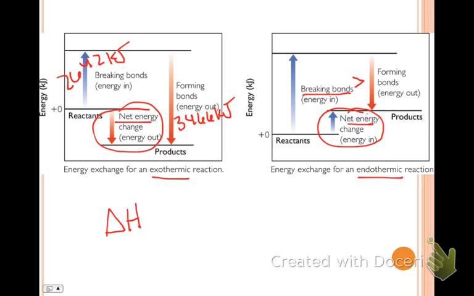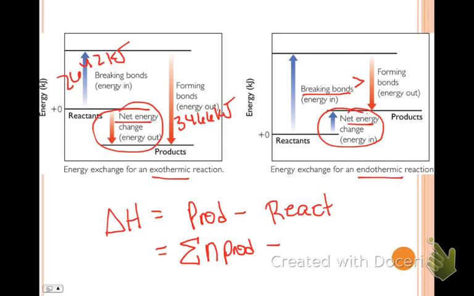So your delta H is really the energy of the products minus the energy of the reactants. And to make it a little bit more formal, we actually also say it's the sum, that's the sum symbol, of each mole of the products minus the sum of each mole of the reactants. Again, this is the energy needed. So essentially this is your H value. How much energy is needed for that. So that's what your delta H really means.